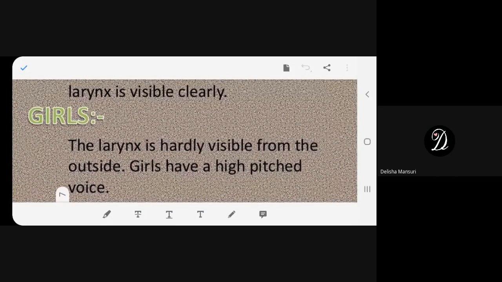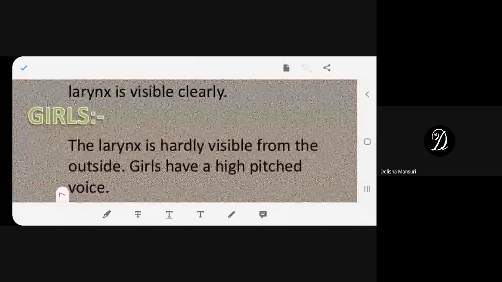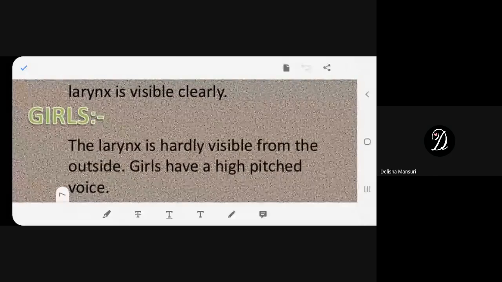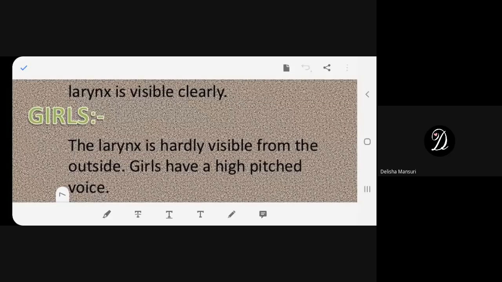In girls, the larynx is hardly visible from the outside. Girls have a high pitched voice. That means girls can scream, boys can't scream. They've got a very sharp voice, girls. Boys don't have that. They've got a hard, a rough voice. They have a guttural voice, a heavy voice, whereas we have a very high pitched voice.